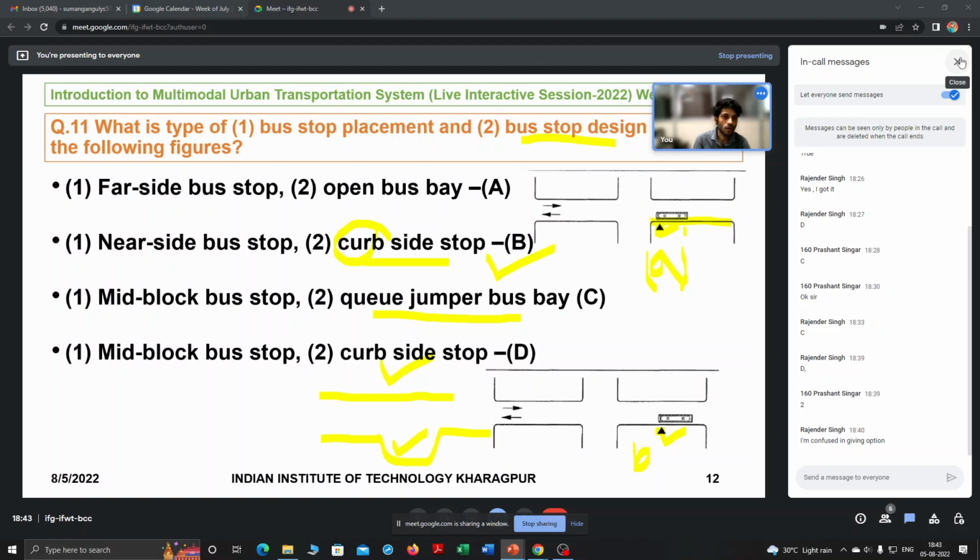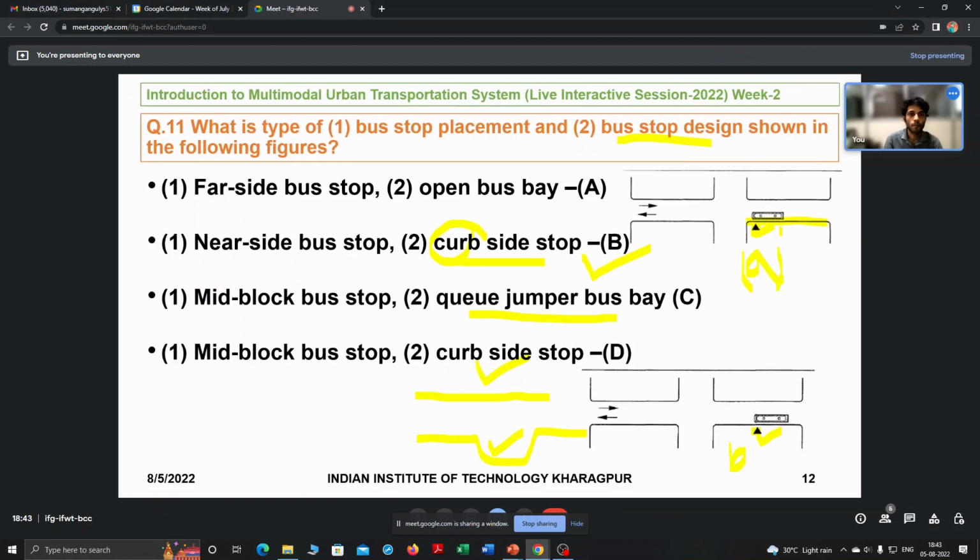So is it clear? From who is talking, I don't know. Maybe for Prashant and Rajendra it is clear, right? So I hope it is clear.